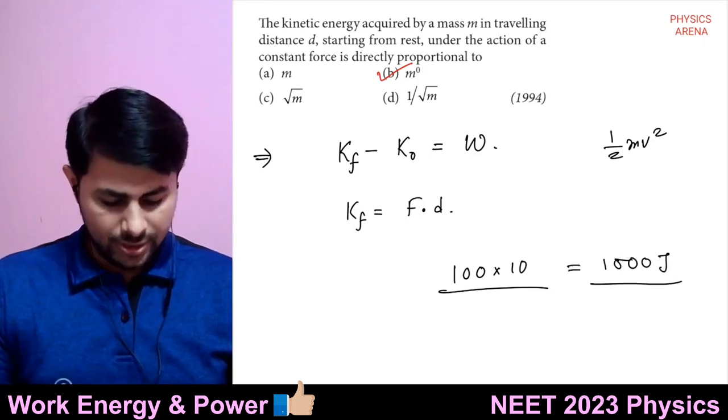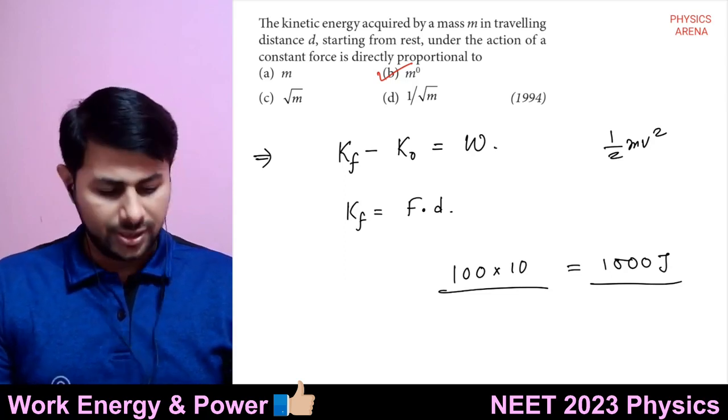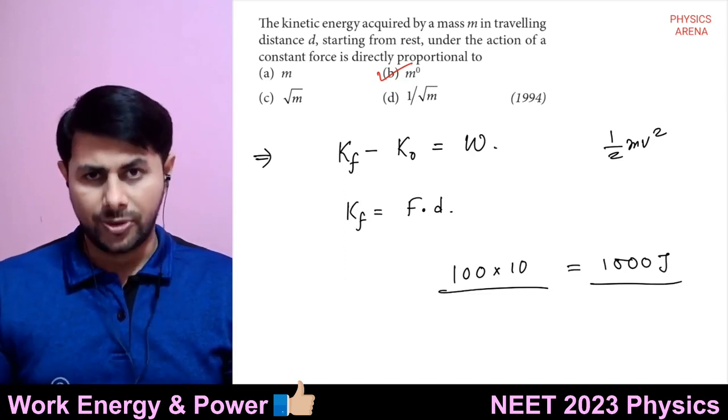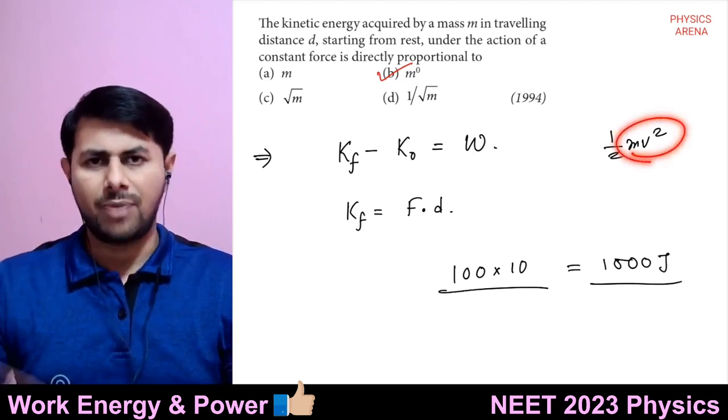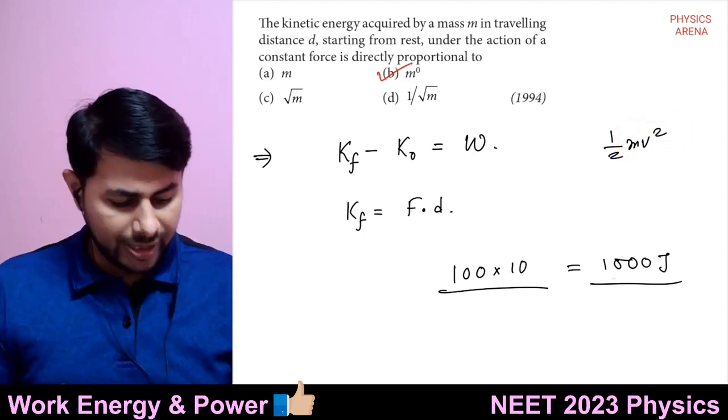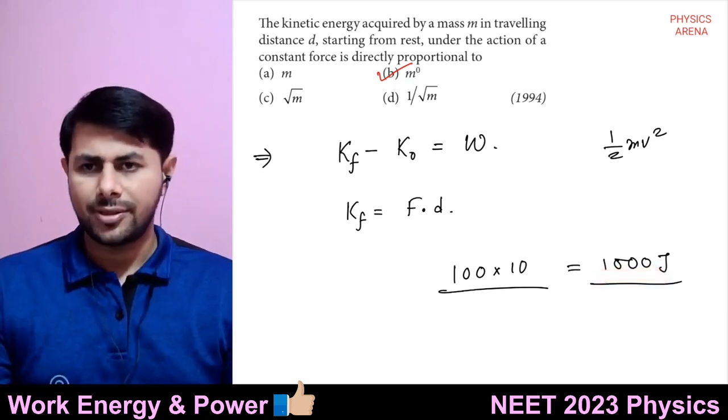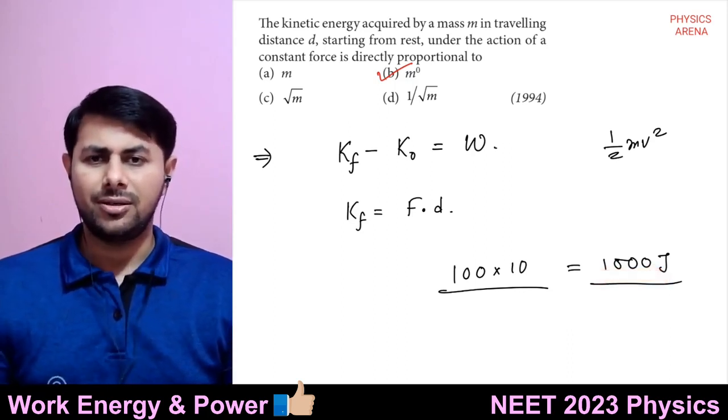it will be 1000 joules. Doesn't matter how much is the mass. If mass is less, velocity will be more. If mass is more, velocity will be less. This product of half of mv square will be equal to 1000 joules. So it does not depend on the mass.